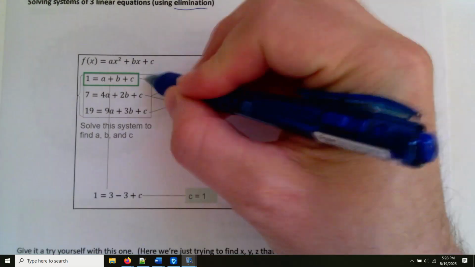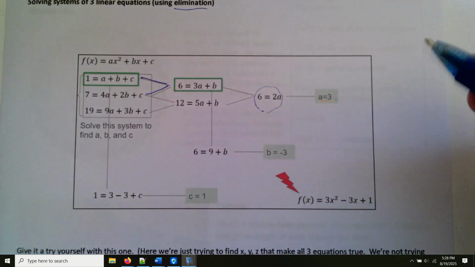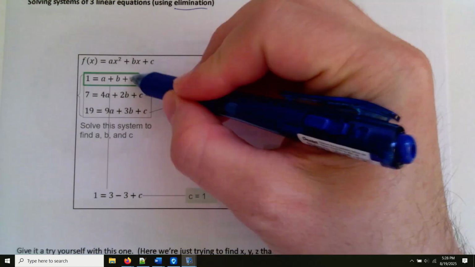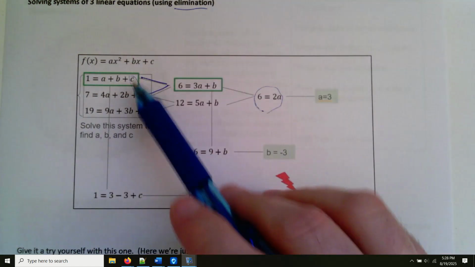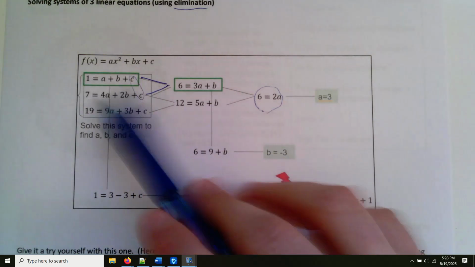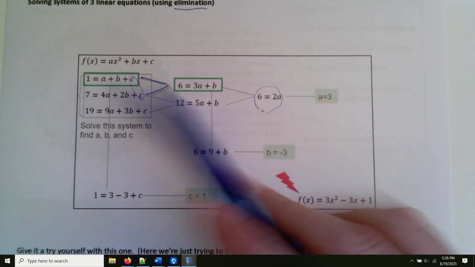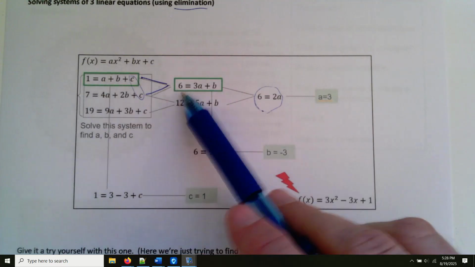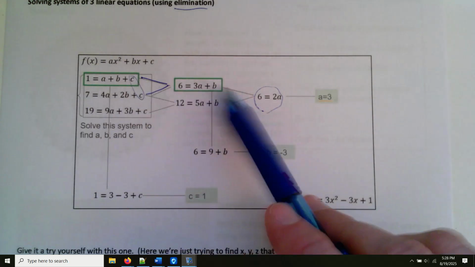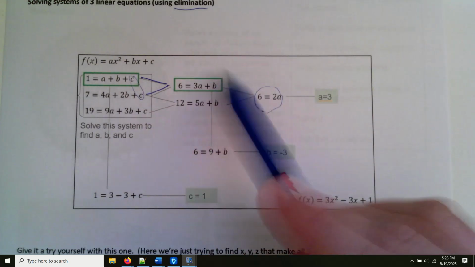I'm going to combine the top two equations, and I'm going to do whatever I need to do to eliminate a variable. Here I notice that there's just one c in each of them. So if I subtract the top one from the middle one, 7 minus 1 is 6, 4a minus a is 3a, 2b minus b is b, and c minus c is 0. So I've subtracted to eliminate c.